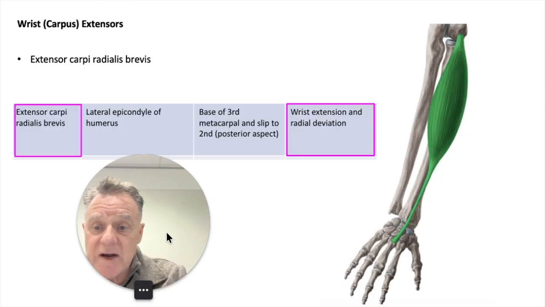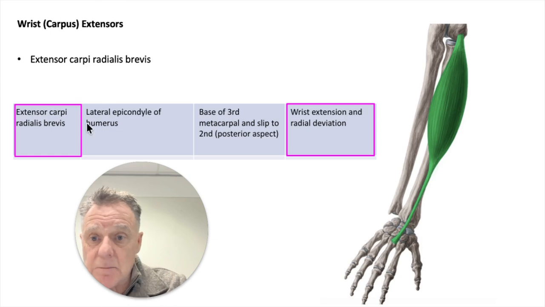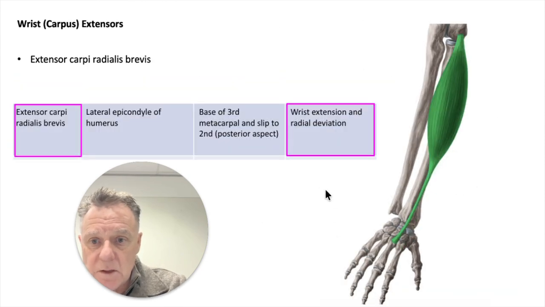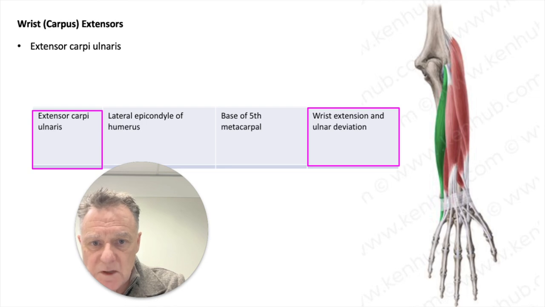Extensor carpi radialis brevis, from the lateral epicondyle of the humerus all the way down to the base of the third metacarpal and into the posterior aspect of the second. It's going to do the same sort of thing. It's going to be involved in wrist extension and radial deviation.